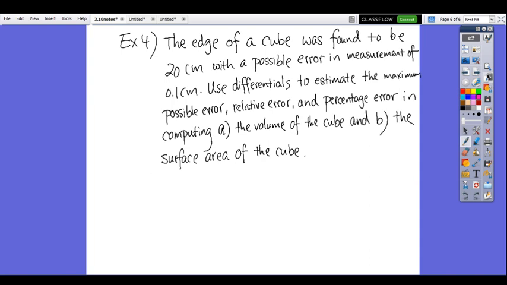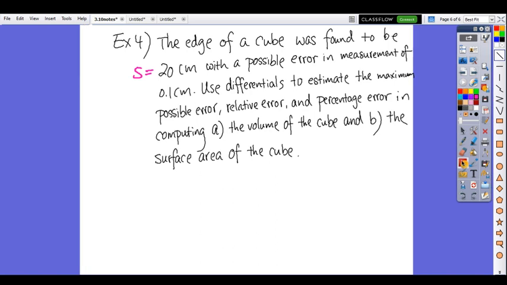So here's one of the word problems, and it's also one of the homework problems you're going to be doing for this section, 3.10. The edge of a cube was found to be 20 centimeters. So the edge means the side length. Let's say we do have a perfect cube.